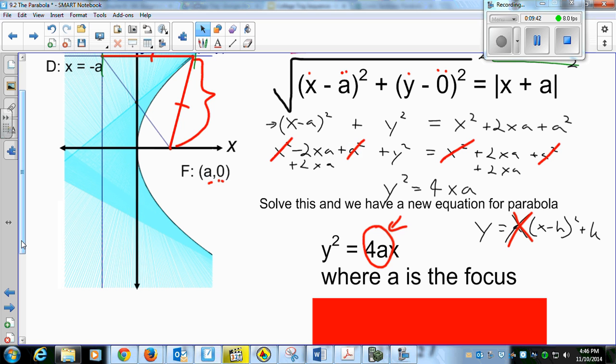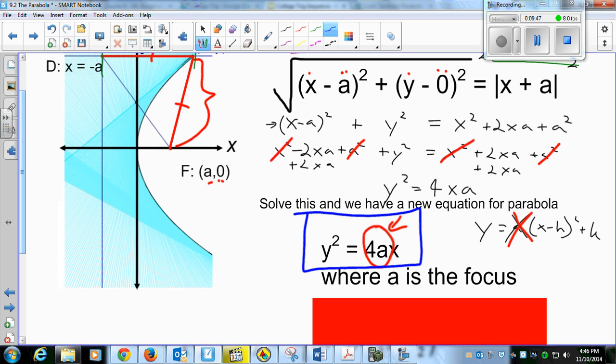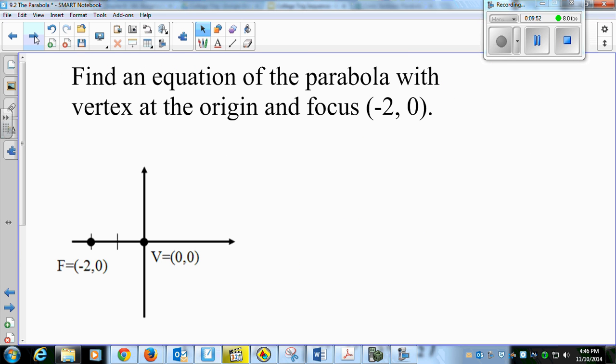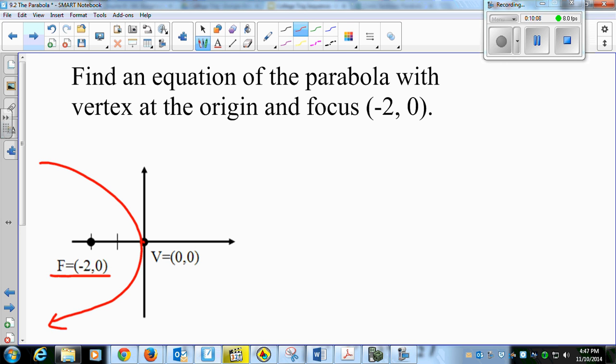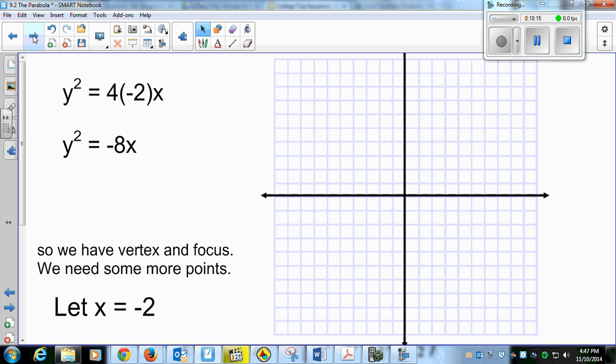All right, so now with this in our toolbox, let's go ahead and look at an example here. Find the equation of a parabola with a vertex at the origin and a focus at (-2, 0). So just really quickly, if I know this is my focus here, I should have an idea, if this is my vertex, that my parabola is going to come in like this, because my focus needs to be in the interior of my parabola.